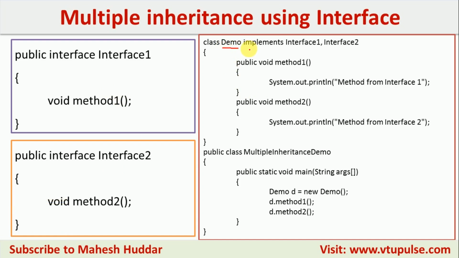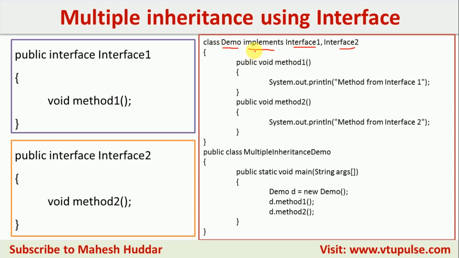Now I have written the implements keyword, followed by the interface names. The meaning of this is that I am implementing interface1 into Demo and interface2 into Demo. It means that two or more interfaces are the parents to this Demo class. That is what you can understand here. That was not possible with the extends keyword, that is inheritance, but we can implement multiple interfaces into one class.